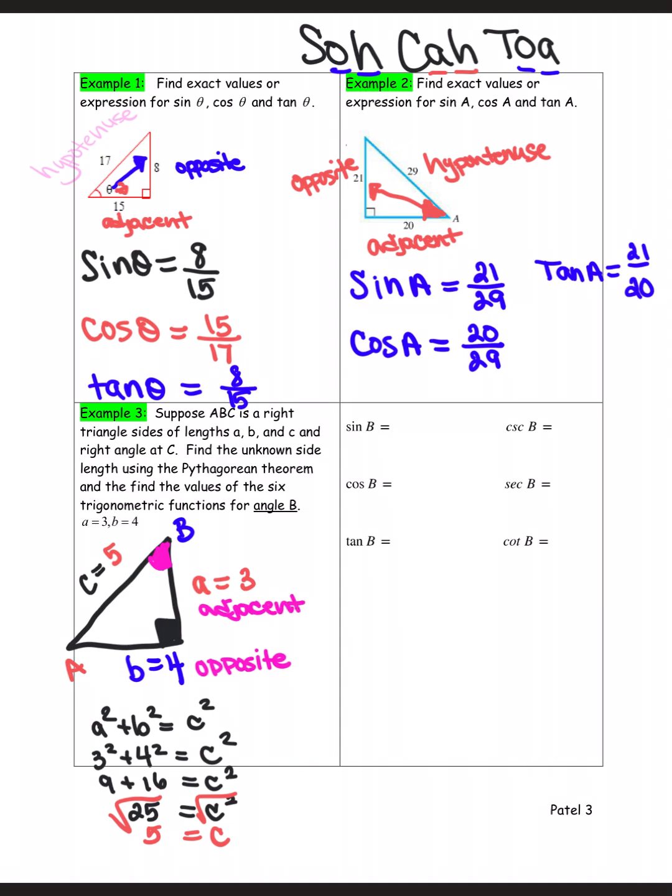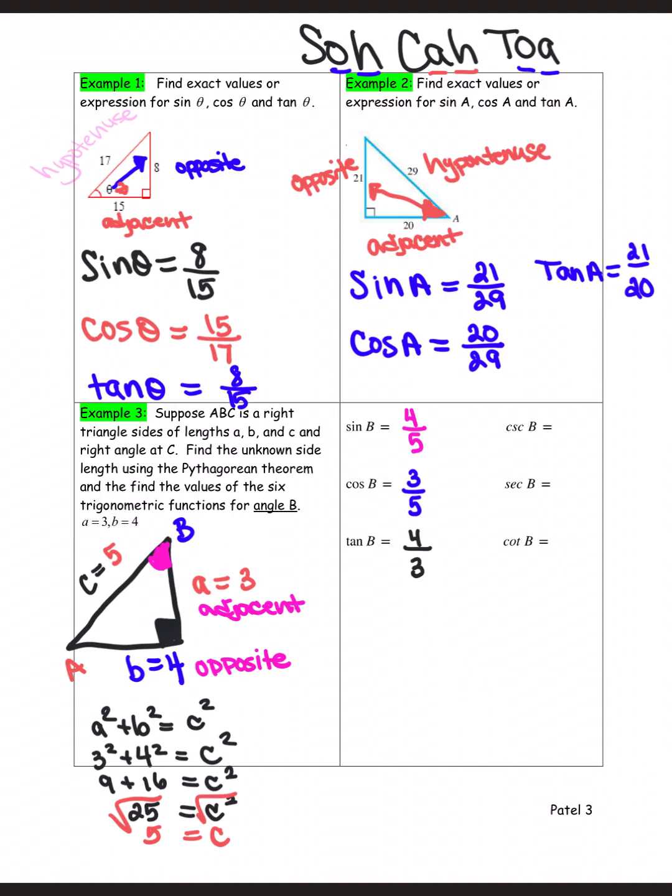So sine of B is equal to opposite over hypotenuse. So it's 4 over 5. Cosine of B is adjacent, which is 3, over hypotenuse, which is 5. And tangent of B is opposite of B, which is 4, over adjacent, which is 3.